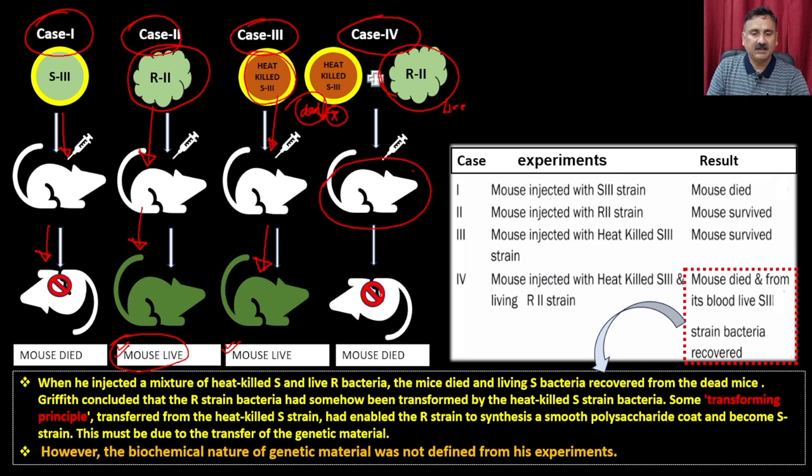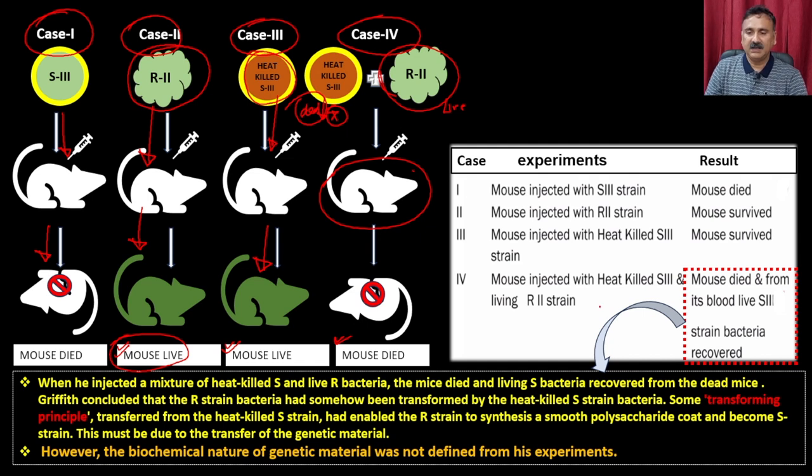And when he had done that, he actually found that the mice developed the disease, and they also died. So this was very interesting: something which was not infective, because in case 2 the R strain is not killing, but in case 4 the R strain is killing the mice when it is mixed with the heat killed S2, or S3 actually. So these are the four different conditions.